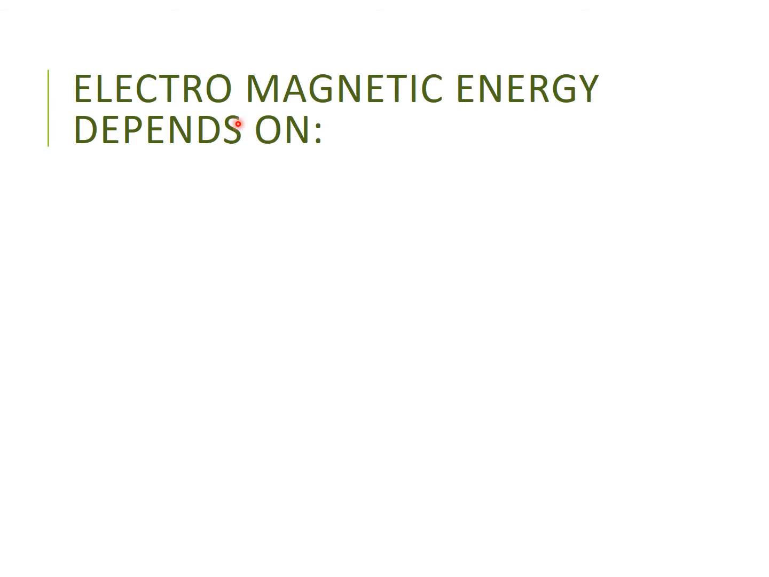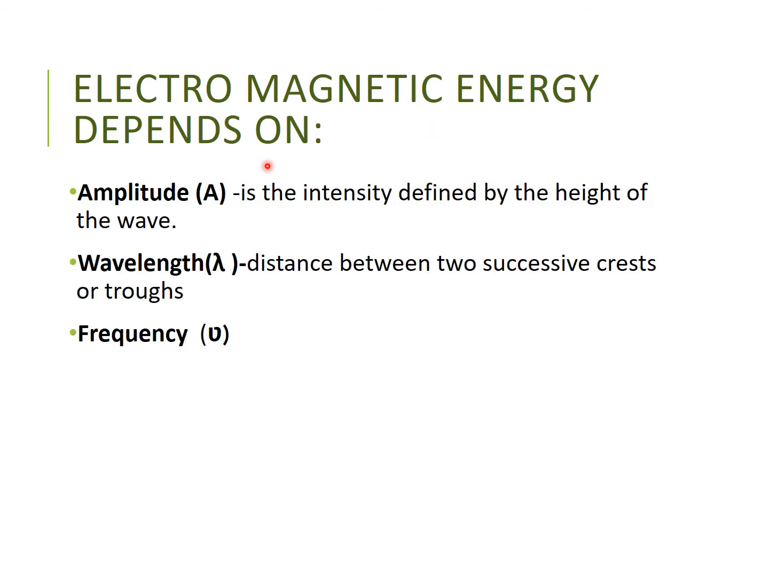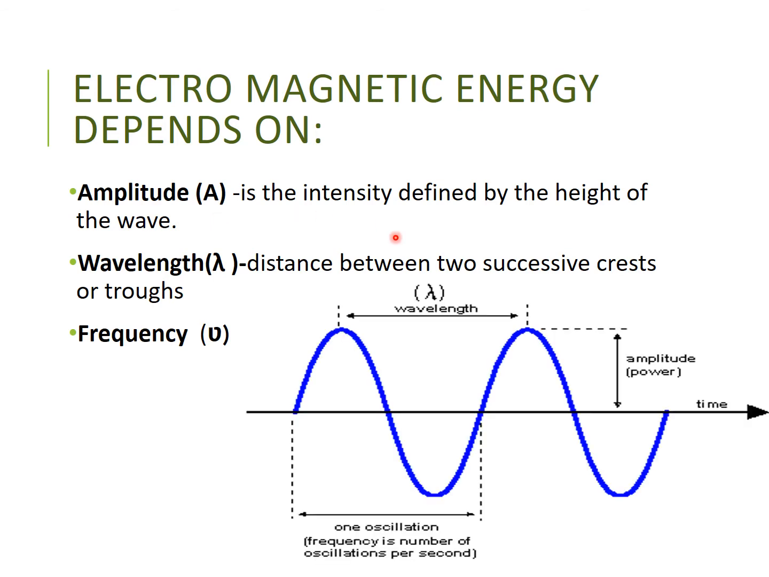So let's see what all factors depend on this electromagnetic energy. We have the first factor, amplitude. It is written as capital letter A. Amplitude is defined as the height of a wave. So this is the amplitude. This is the height of the wave.